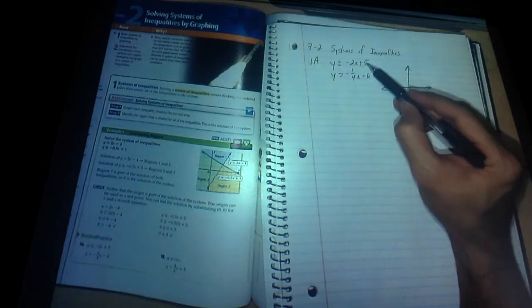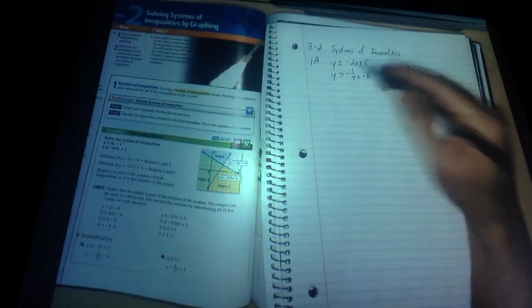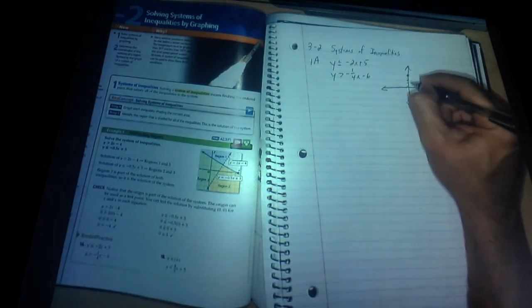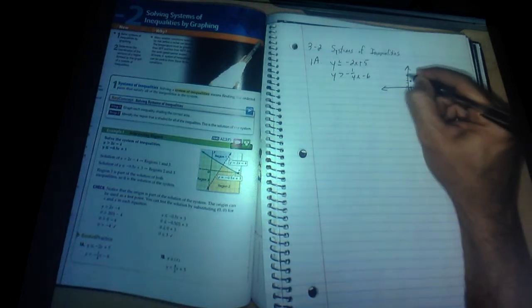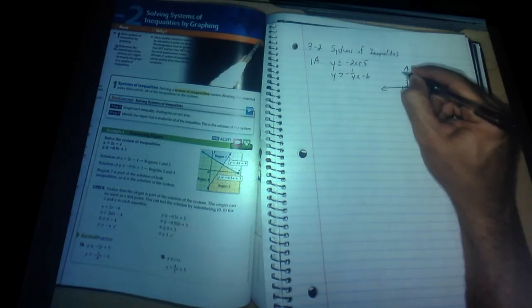So if I'm going to graph this, I've got to graph the line negative 2x plus 5. So my y-intercept is at 5. The slope tells me to go down 2 and then right 1. There's my negative slope. Or I could go up 2 and left 1. So there's my 3 dots that kind of line it up. I'm going to put a solid line because I have an equal sign. So I'm going to draw my solid line down through there.